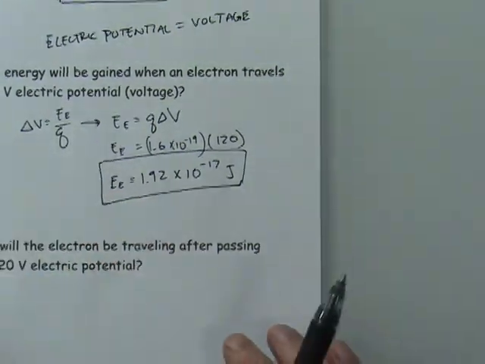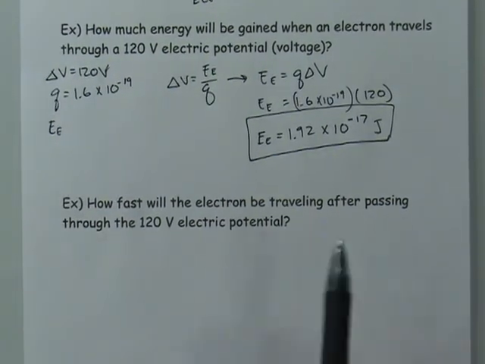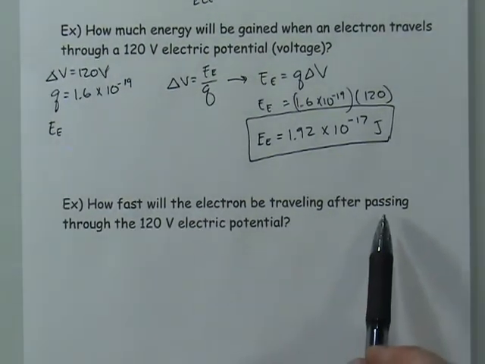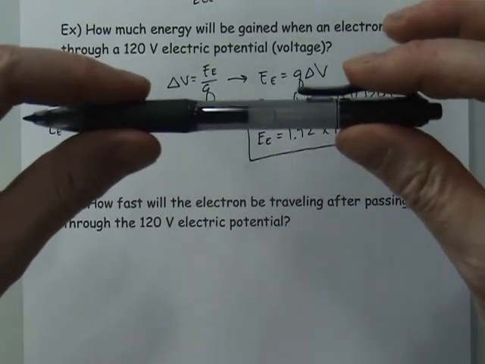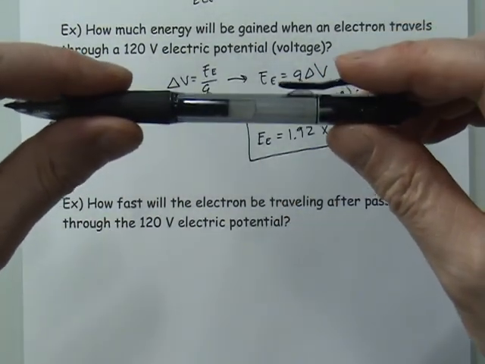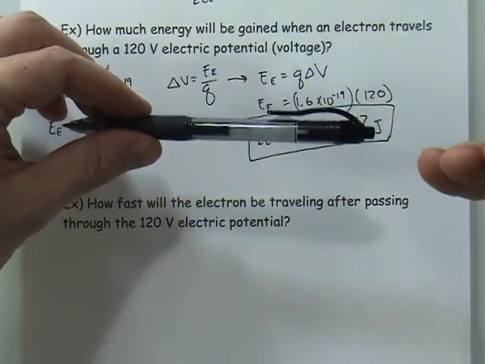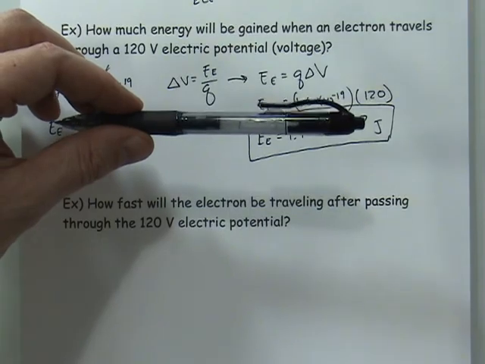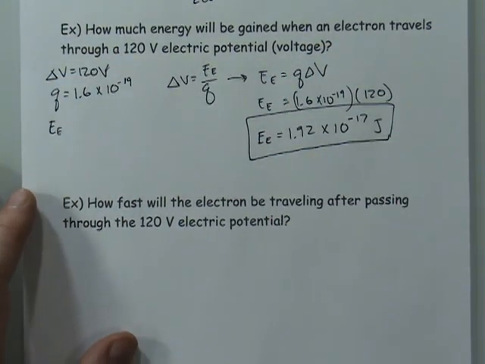So in this follow-up question, this is really kind of like a part B to this question, so let me leave both questions up. The question is, how fast will the electron be traveling after it passes through this 120 volt electric potential? Just like when I drop this pen, I know that the gravitational potential energy will turn into kinetic energy as I allow it to fall, and I can use that relationship to figure out how fast a pen would be moving, or really any object, if I drop it.